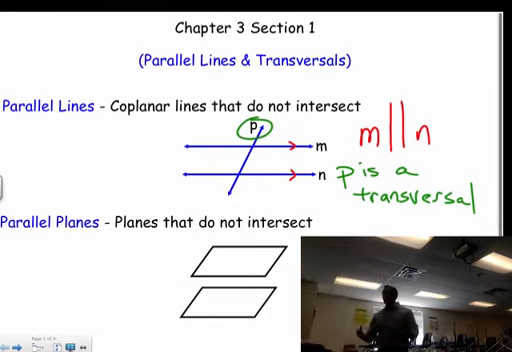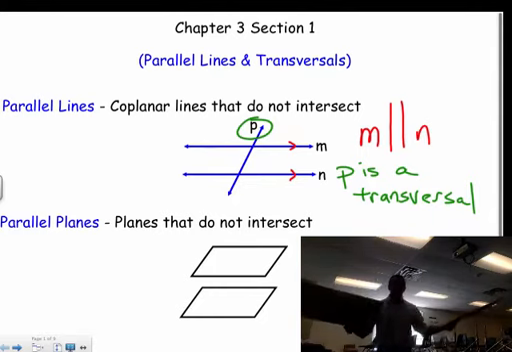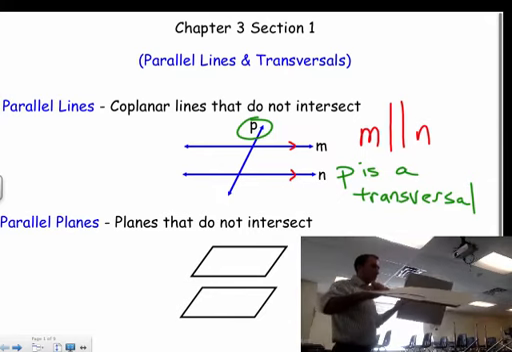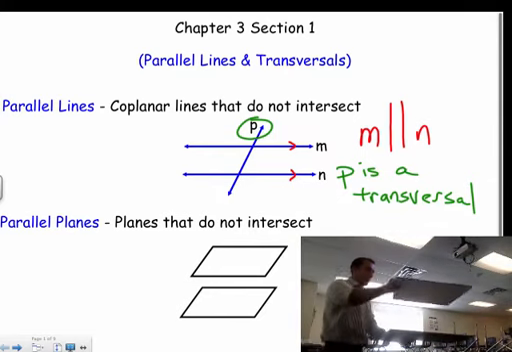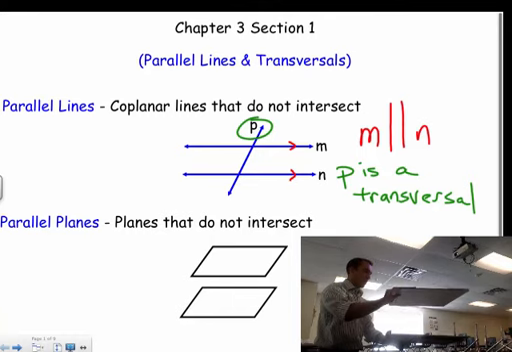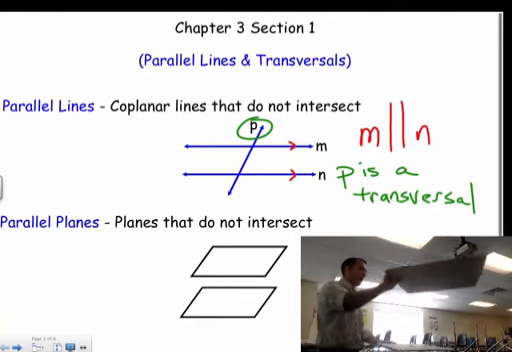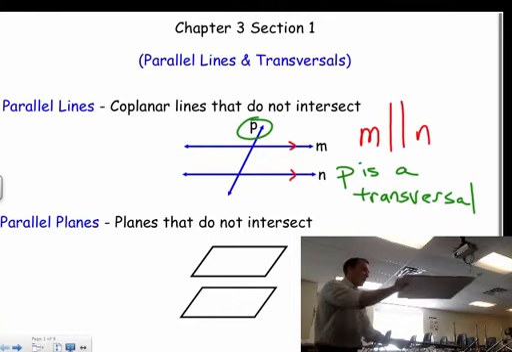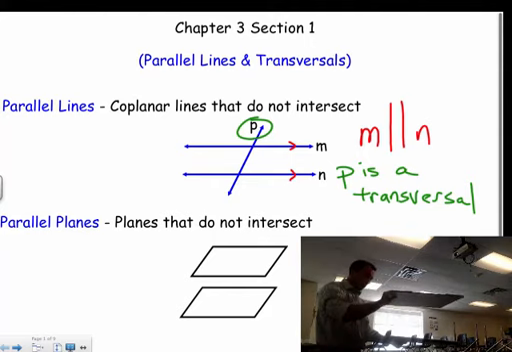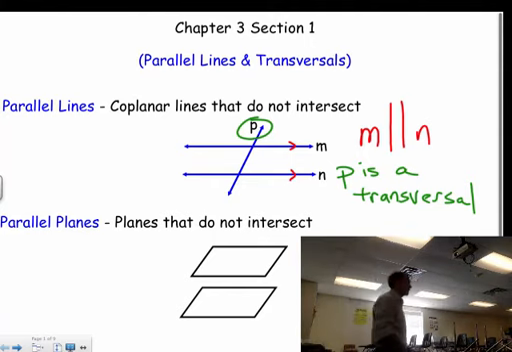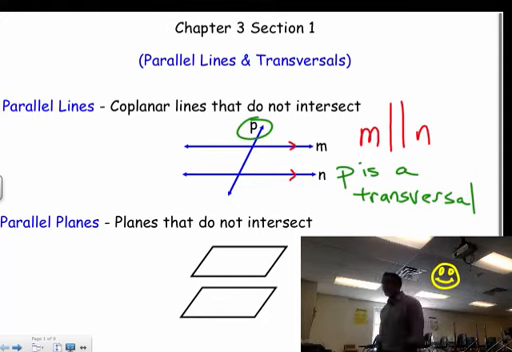Parallel planes are kind of hard to see in my picture there. They're planes that do not intersect. I'm going to show an example with these. I've got two planes. Here would be them intersecting. Here would be them being parallel. They'd extend infinitely in all directions, right? And they would never intersect, so these would be parallel planes. It's kind of hard to tell with that drawing. Nothing too fancy about that.